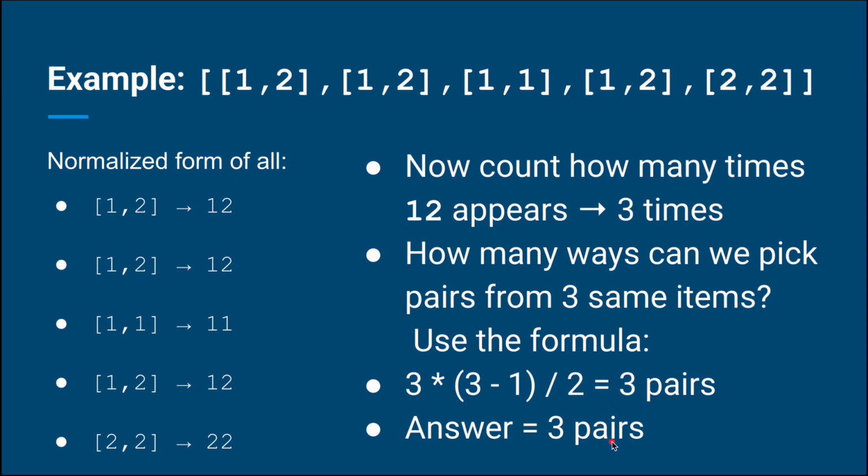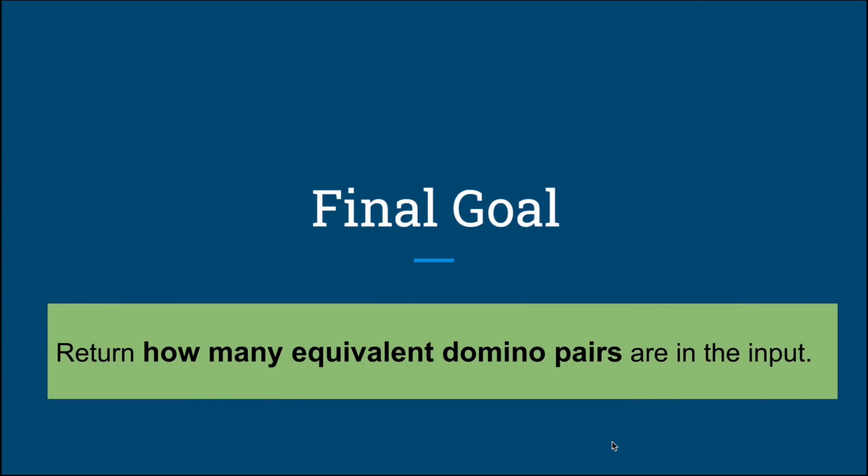I hope you understand. You can pause this video and go through this example, or the previous example, and you will understand what I'm trying to say here. So what is our final goal? Our final goal is to return how many equivalent domino pairs are in this input.